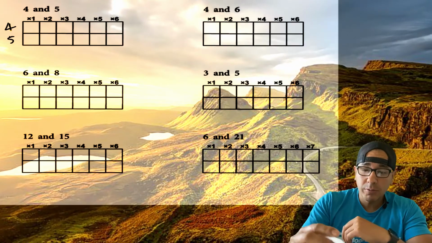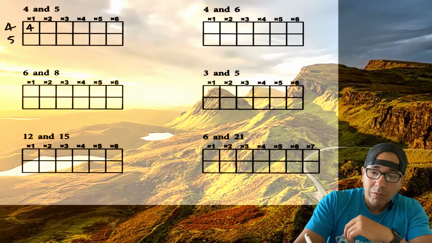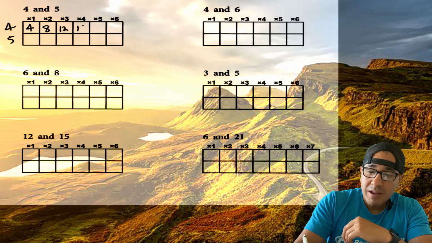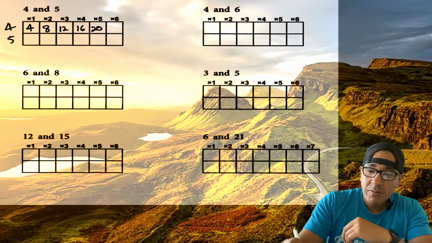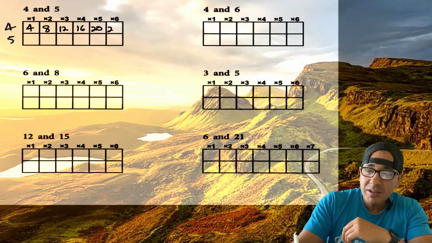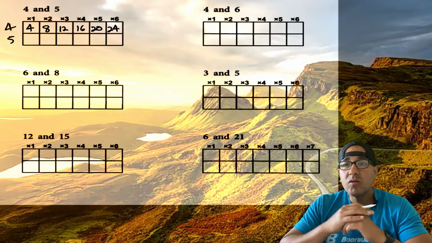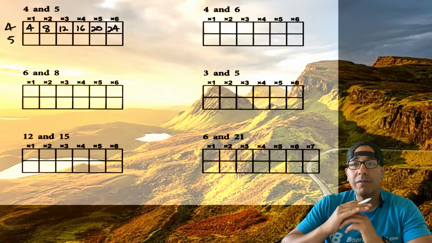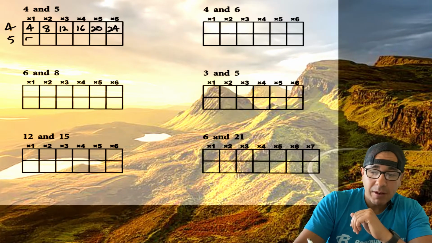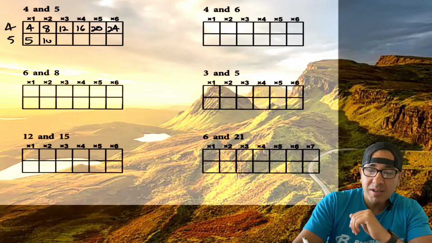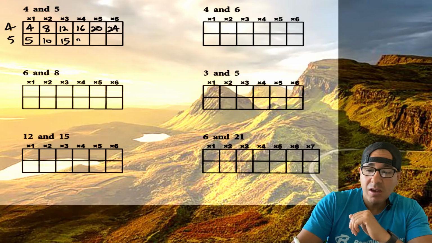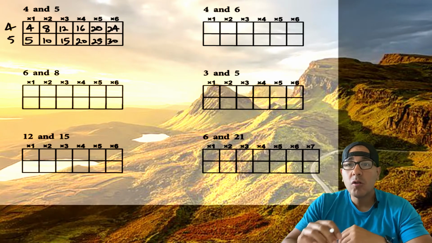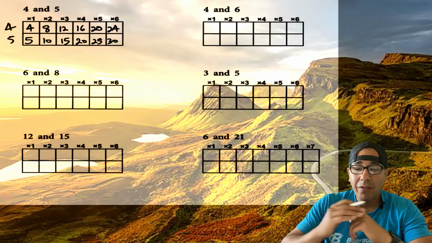Let's find the multiples. 4 times 1 is 4, 4 times 2 is 8, 4 times 3 is 12, 4 times 4 is 16, 4 times 5 is 20, 4 times 6 is 24. Each one of those numbers is a multiple. I'm going to do the same thing for 5. 5 is easy: 5 times 1 is 5, 5 times 2 is 10, then we have 15, 20, 25, and 30. Those are the multiples of 5.